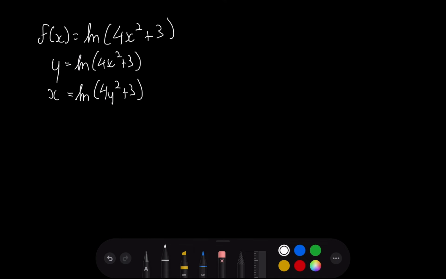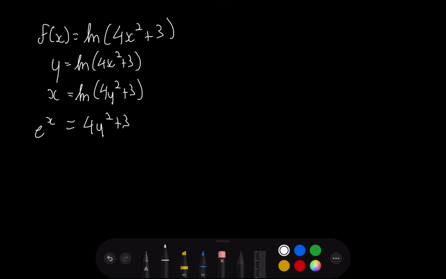Now we must isolate the y once more. So the first step in doing this is to get rid of the ln. And as you know, the way to do this is to put everything to the power of e, because e and ln cancel out. So this would leave us with e to the power of x, and if we put everything in this to the power of e, the ln cancels out. So it'll just leave us with 4y squared plus 3.